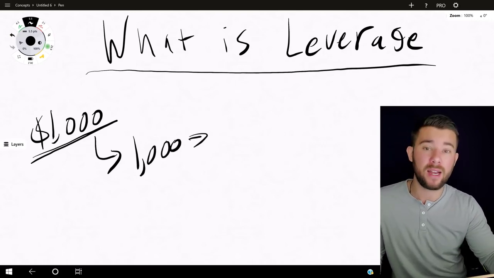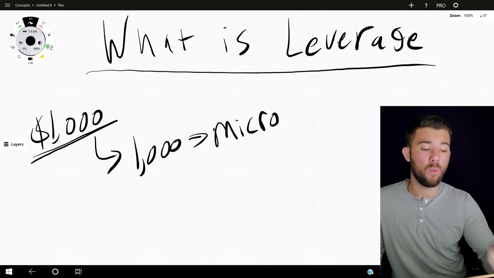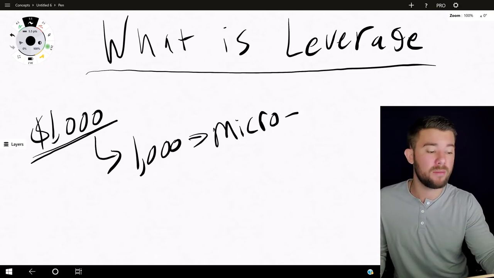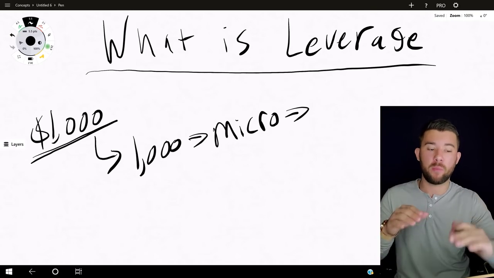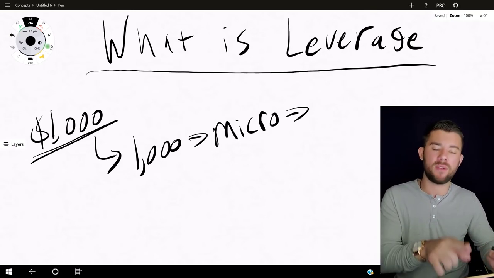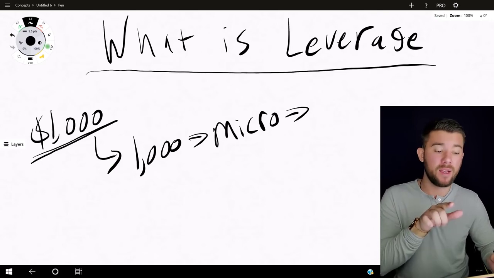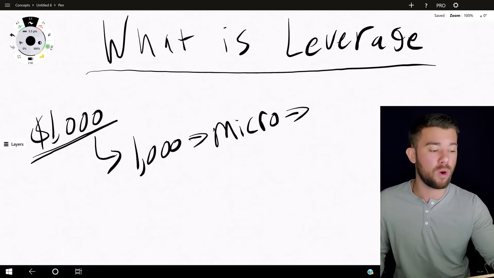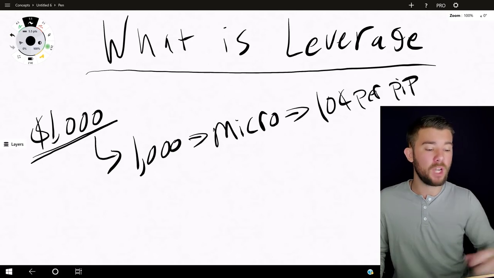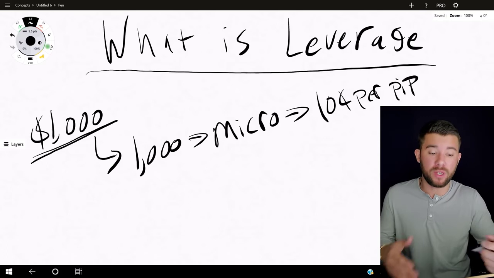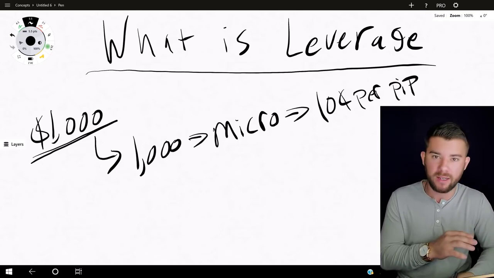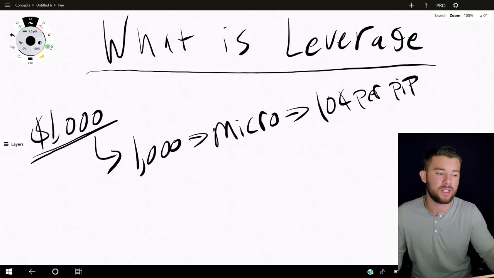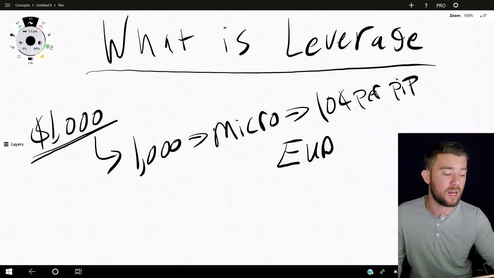What is 1,000 units? That is a micro lot. One micro lot on most pairs determines the value of a pip for your position. Stay with me. If you haven't studied lot sizes and stuff, we have another video on that you've probably just watched, hopefully. This 1,000 unit micro lot is worth 10 cents per pip. Okay, so if you have a $1,000 account, that means you can trade at maximum, if you are all in on a trade, 1,000 units of a currency. Let's say you have 1,000 units of the euro dollar. And you say, cool, I have 1,000 units.